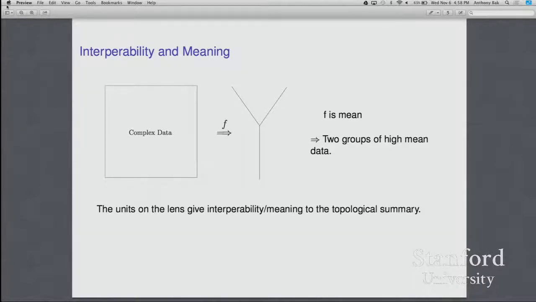So we learn something. We don't just produce a summary that we feed into a black box system that just produces some kind of classification result for us. We actually learn something about our data, something in our guts about our data, some understanding of our data that we didn't have before, from the units of the lens and from the geometry that we see in the output.